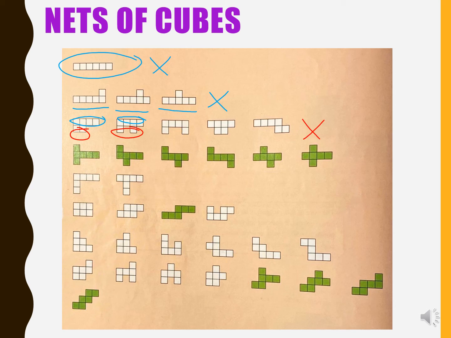And then the next row, we put a line of 4 squares, like this. And then the remaining two, one is here, one is here. They are on opposite sides, not on the same side. Then we can make a cube.